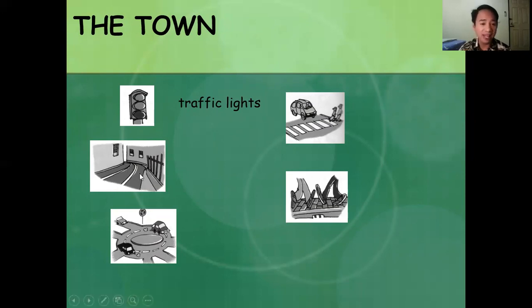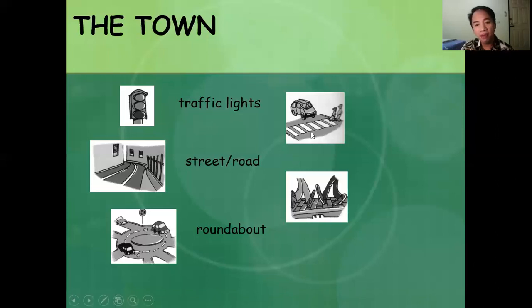How about this photo? Next one, what is this? It is a street or a road, right? So in the street, you can find a lot of vehicles. So you have to be careful when you cross the street, okay? Another one is this photo. What is this? Correct, it is a roundabout. So if you want to transfer to another place or another street, you have to go to the roundabout, okay? And then change the street.